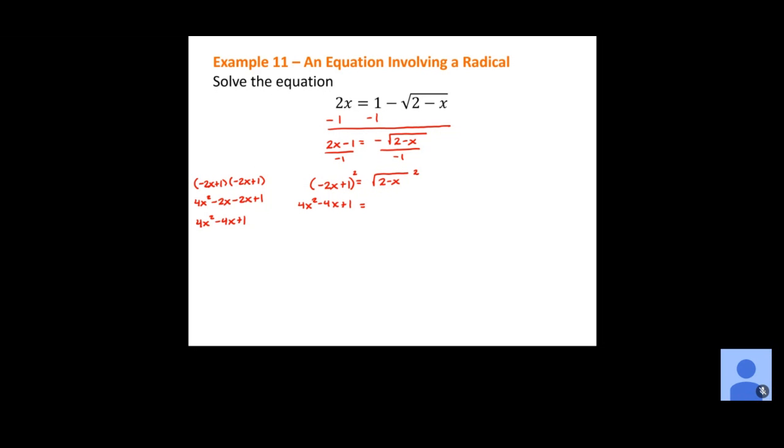Now on the right-hand side, when you square the square root, those cancel each other out, and all we're left with is 2 minus x.